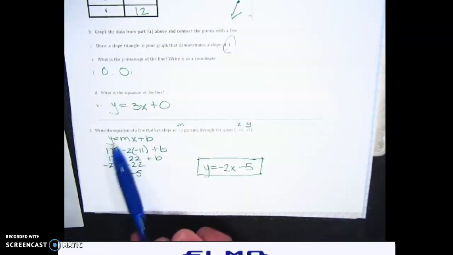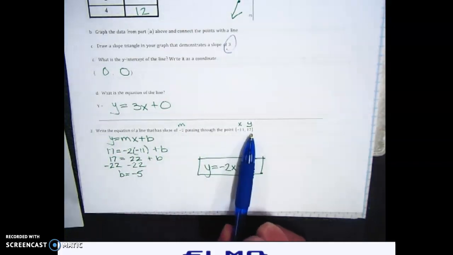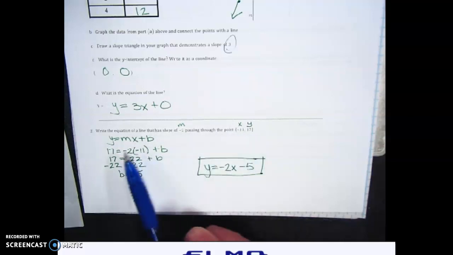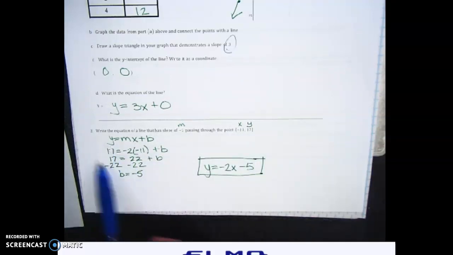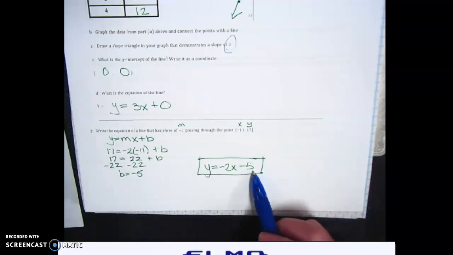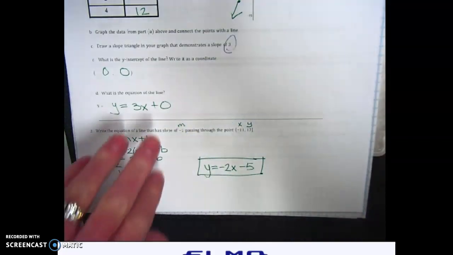Question number 2 says write the equation of the line that has a slope of -2 passing through the point -11 and 17. I called this my m. This is my x. This is my y. I plugged it into the equation y equals mx plus b and then simplified until I solved for b by adding 22 to both sides. So I plugged in the -5 for my b. I plugged in the -2 for my m that they gave me.